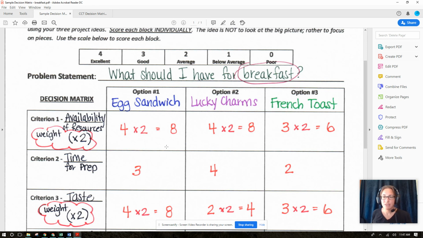That is how you use a decision matrix, and it should help you clarify things and make things a little bit easier to make a decision that is based on criteria.